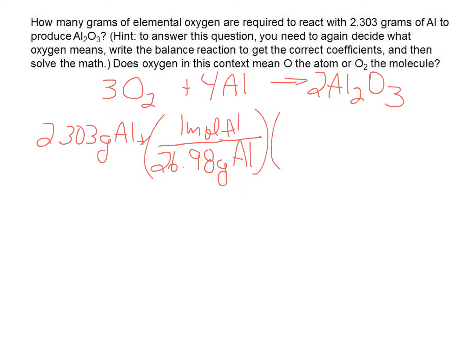The next ratio we need to get from aluminium to oxygen, and here's where we need to use the ratios from the reaction. You notice that there are 4 aluminiums to 3 oxygens. So we'll use that ratio by putting 4 moles of aluminium and 3 moles of O2 for this conversion factor.